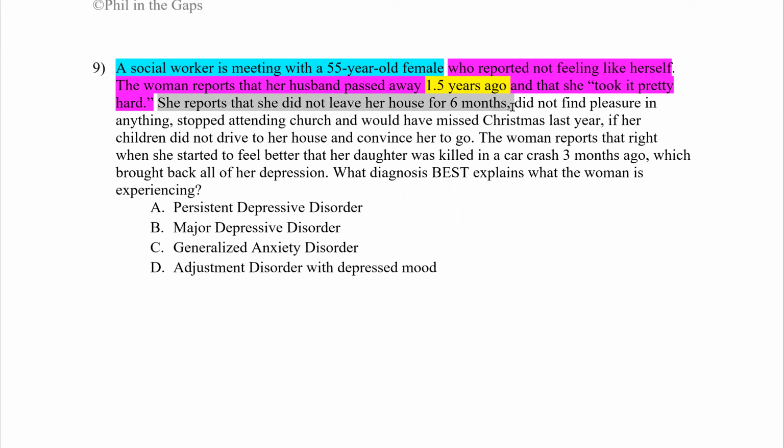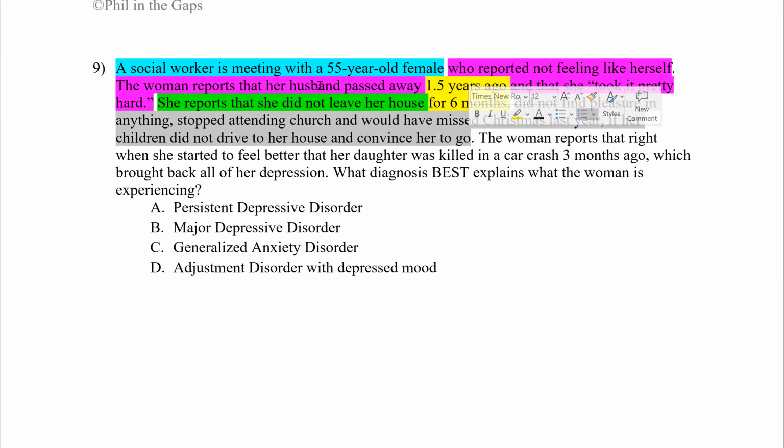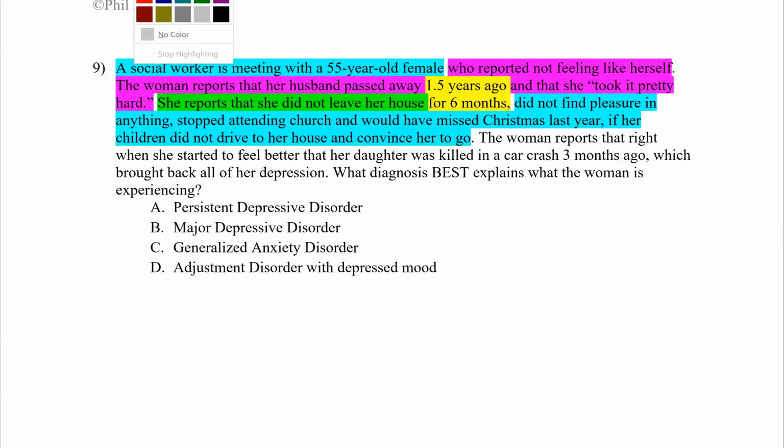She reported that she did not leave her house for 6 months, any length of time. Hop on top of it because it paints a picture of what we're looking at. She did not find pleasure in anything, stopped attending church, and she would have missed Christmas last year if her children did not come and get her. So last year, she would have missed Christmas.